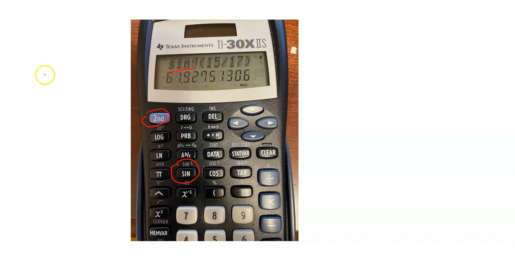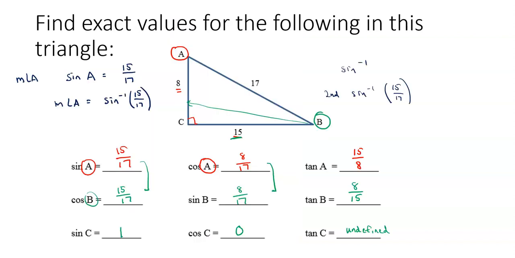61.927. So if I want to round to the nearest tenth, then it's 61.9, and my answer is in degrees, because I'm actually finding how many degrees the measure of that angle is. So which measure was it? It was A. So the measure of angle A is 61.9 degrees. Now, if I had done cosine, try it. Do the inverse cosine of 8 over 17, and you should get the same thing.